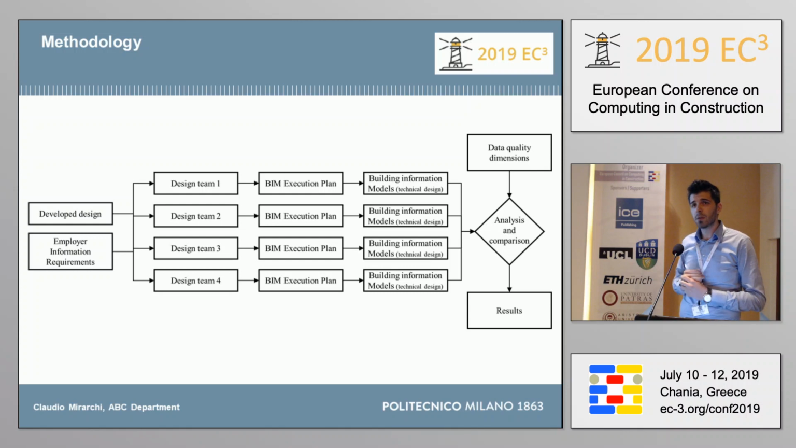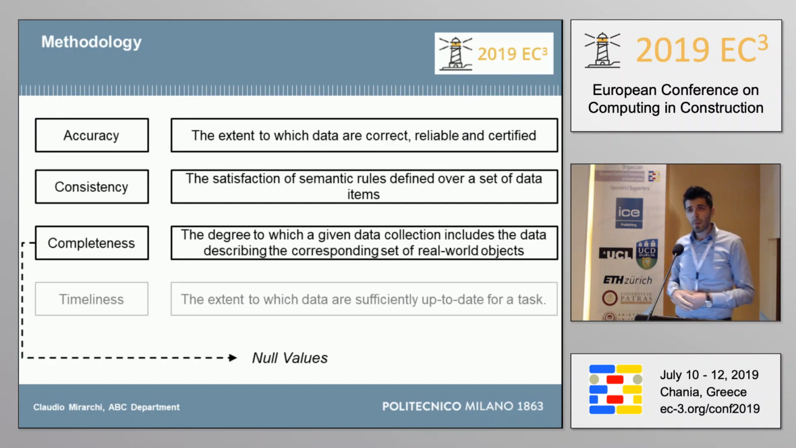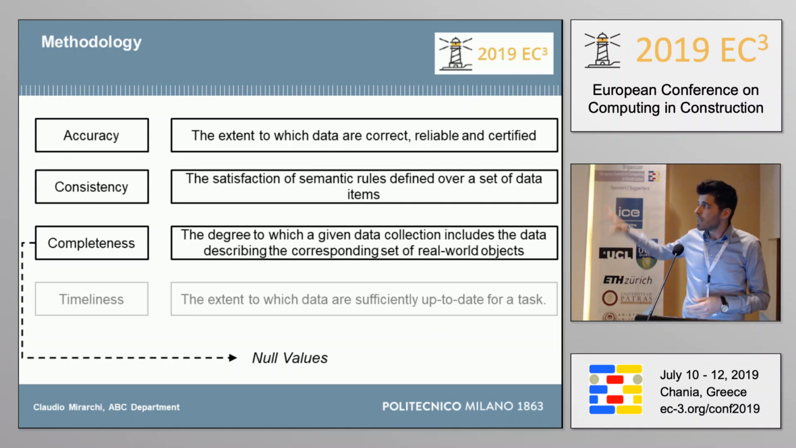So we took this building information model and we used specific dimensions of data quality to evaluate common mistakes or common issues, let's say, inside of these building information models. About the data quality dimensions, in the literature a different definition can be found, at least 1,000 dimensions to evaluate data quality. These, in the information technology field, are the most commonly used dimensions for data quality: accuracy, consistency, completeness, and timeliness.